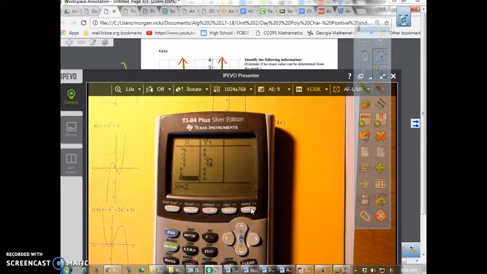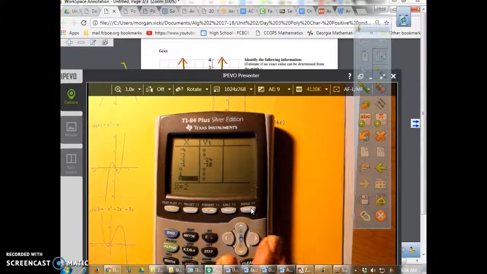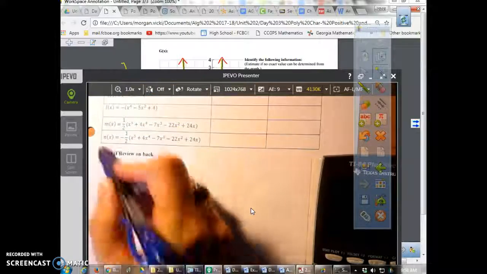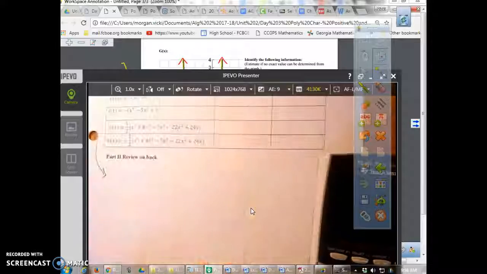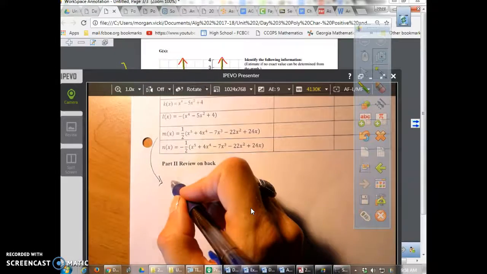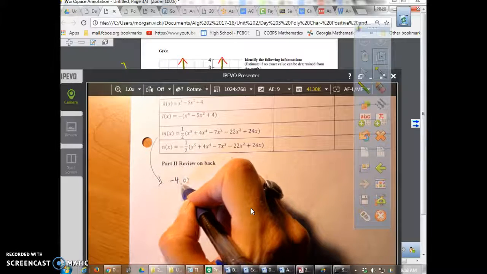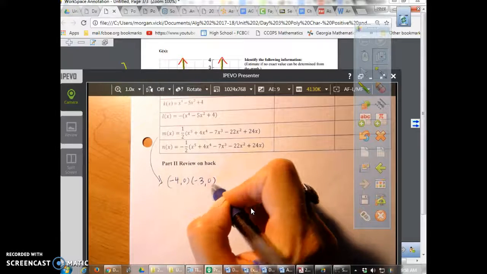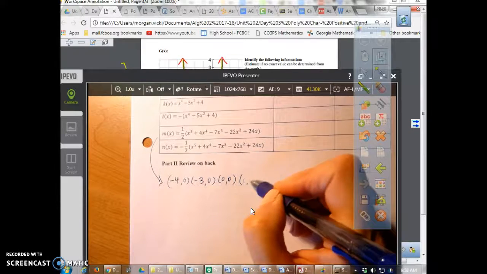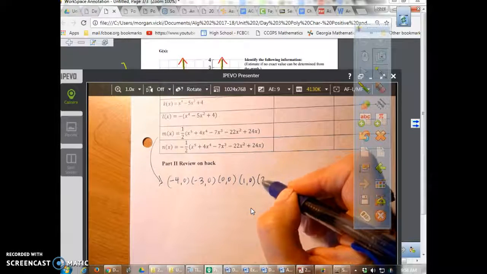So make sure to write down all of those x-intercepts in tonight's homework in the box here. Or you may actually need to do it down below because you're kind of running out of room. So the x-intercepts here, again, are going to be -4, -3, 0, 1, and 2.